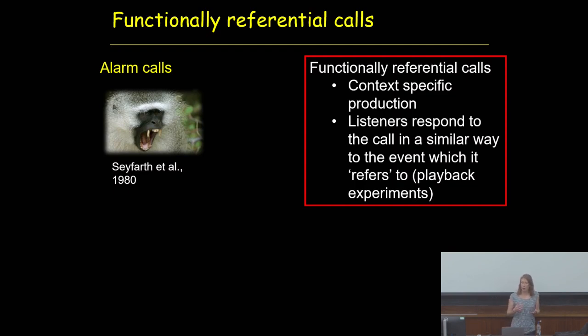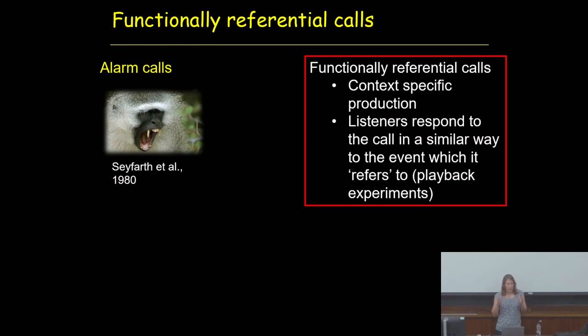Those criteria are that the call has to be given reliably to a specific external event or object, in this case the arrival or detection of a specific predator type. But the other aspect, which you need the playback experiments for, is that the listeners need to respond to calls of group members given in response to that thing in a similar way to the way they would respond if they experienced that event themselves. So in the case of an alarm call, when you hear it, you need to respond in a similar way as you would to the predator itself. If we get a call system that meets those criteria, we label those calls as functionally referential.